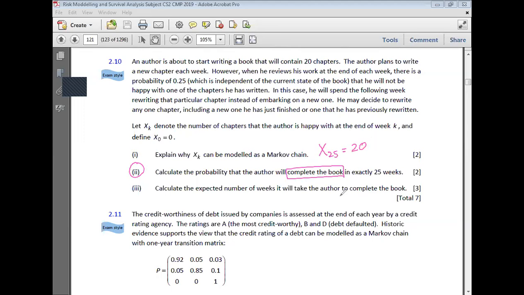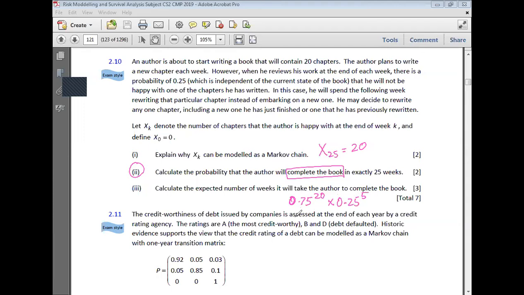So the author should be happy with all the 20 chapters by the end of week 25, right? So this is what we know. Okay. So what is the probability that this will happen? Anyone? What comes to your mind? 0.75 raised to 20, and that is the number of chapters he's happy with. And he took 25 weeks, so for 5 weeks he wasn't happy. So 0.25 raised to 5.